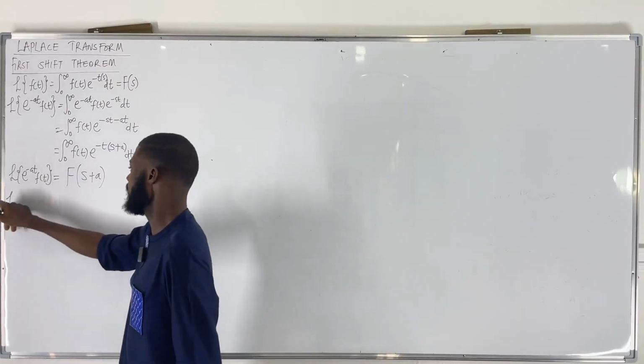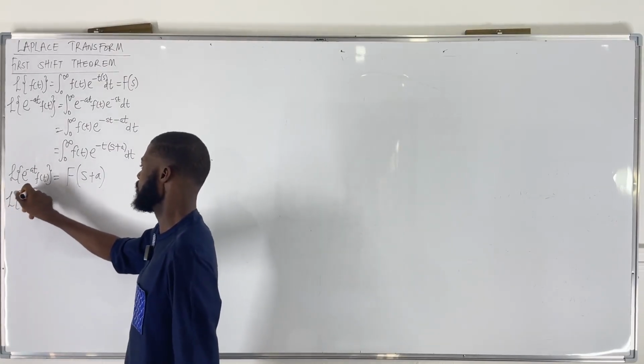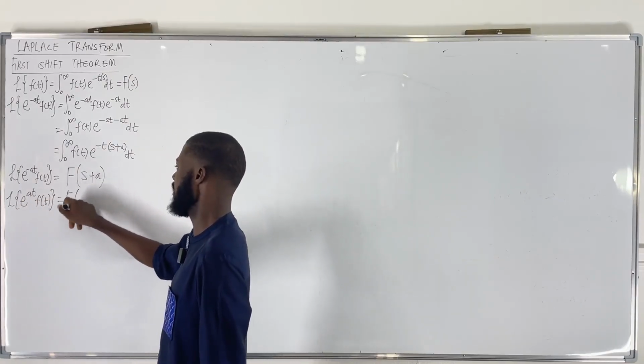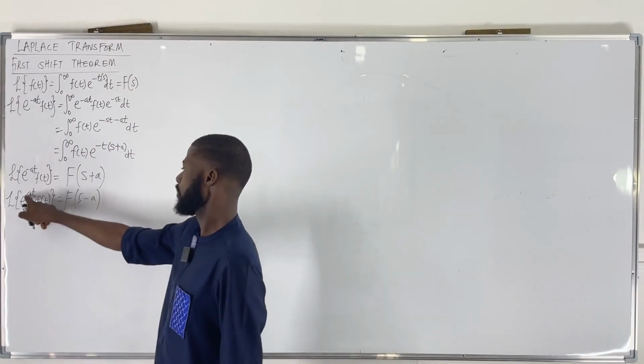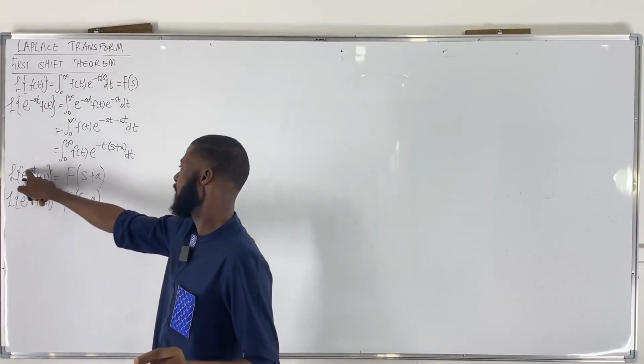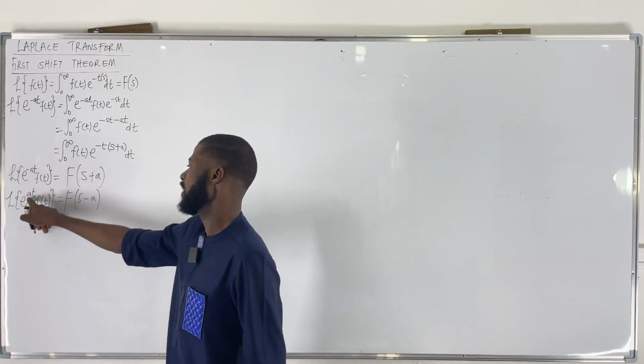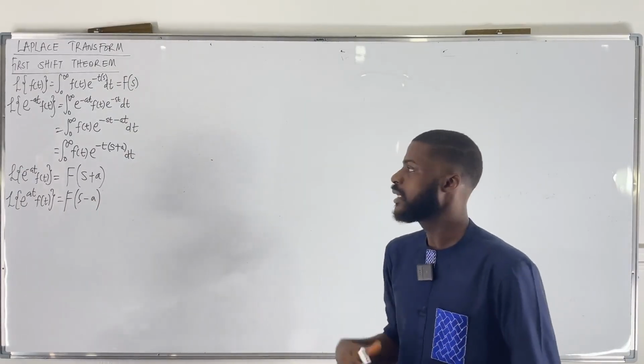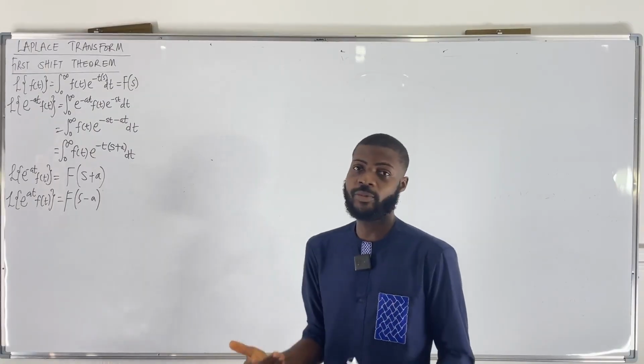Do not stress yourself. If this is just e to the at f of t, what this means is this will be f of s minus a. So take note, if here is minus a, here has to be plus, and if here is positive, here has to be what? Negative. That's just it.